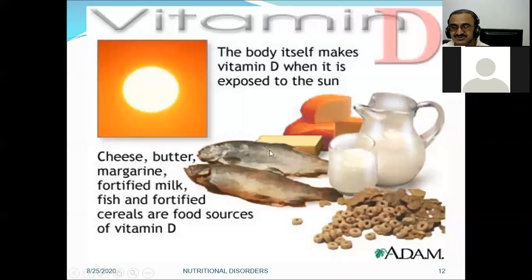The sources which contain vitamin D are cheese, butter, grains, fortified milks, fish, and fortified cereals. So these are the sources of vitamin D. People in other countries take sun baths, so they may not suffer from vitamin D deficiency. Sun baths, outside in the sun, even in the cold weather, are very important to make vitamin D.